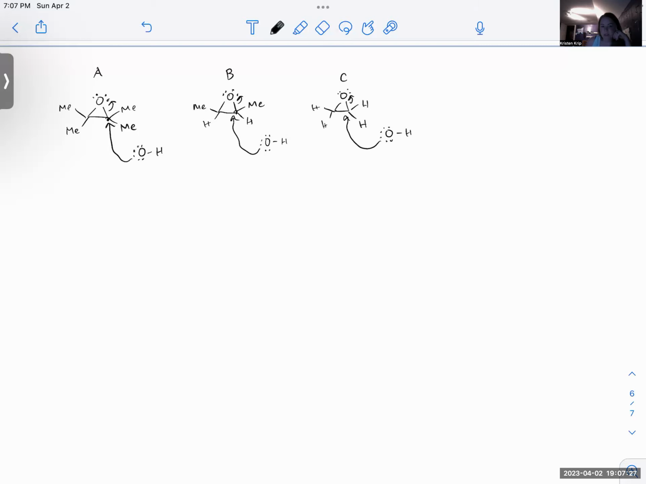Then we just have to rank which one is fastest to slowest, so slowest to fastest. Hydrogens are very small, right? They're tiny, so they move out of the way easily. If you imagine C, there's not really an issue for that negatively charged oxygen to get in there and attack that carbon.